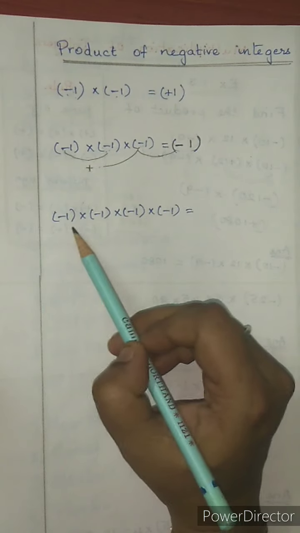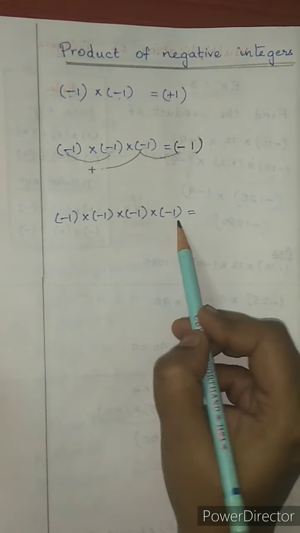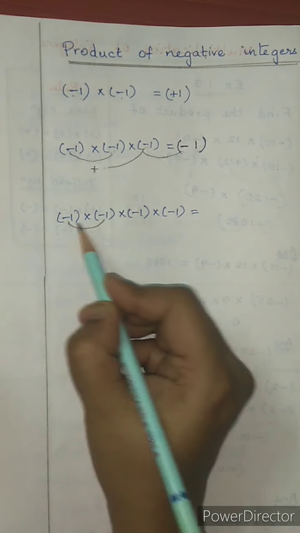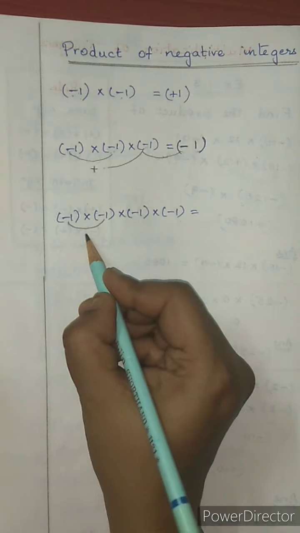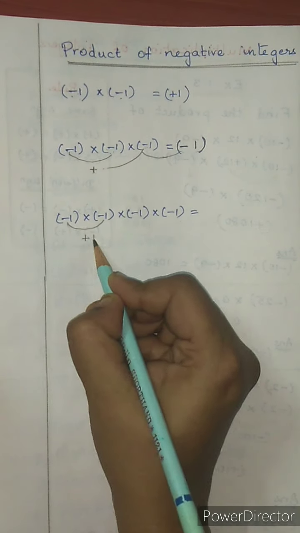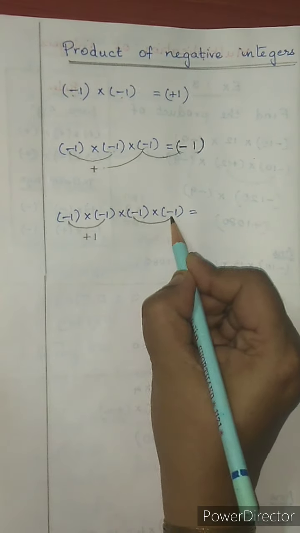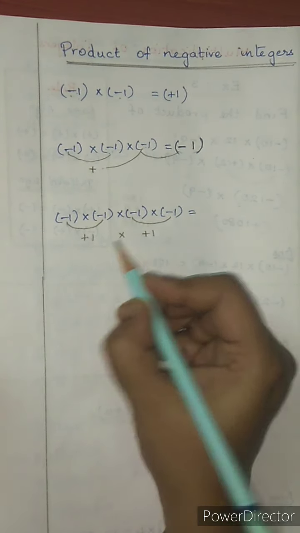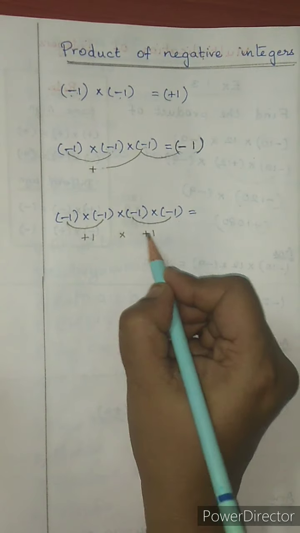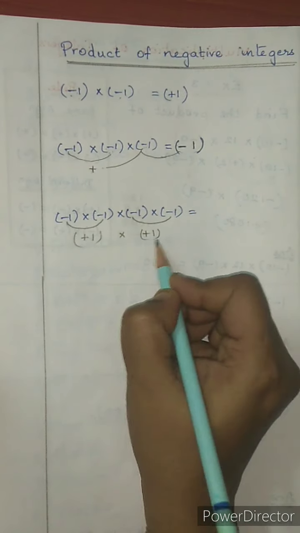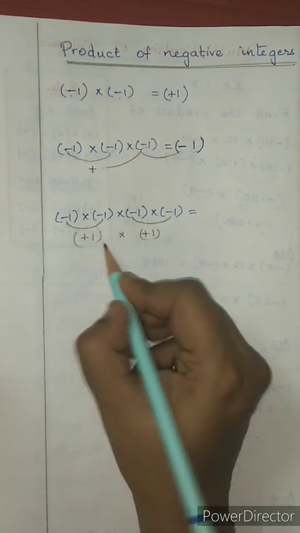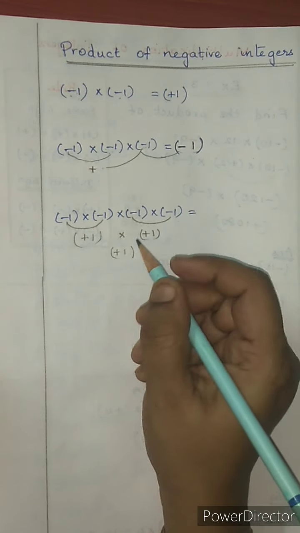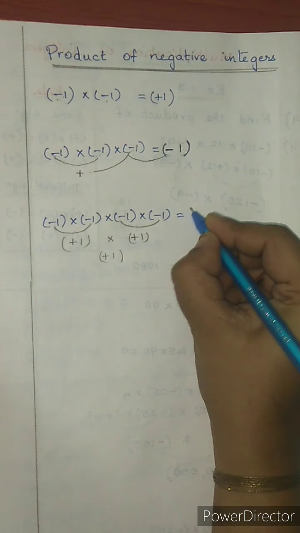When minus 1 is multiplied 4 times, what will be the product? Minus 1 into minus 1, same sign, so plus 1. Here also the product remains the same, plus 1. So again you multiply plus 1 and plus 1. Plus 1 into plus 1, same sign, so again we will get plus 1. So the product is plus 1.